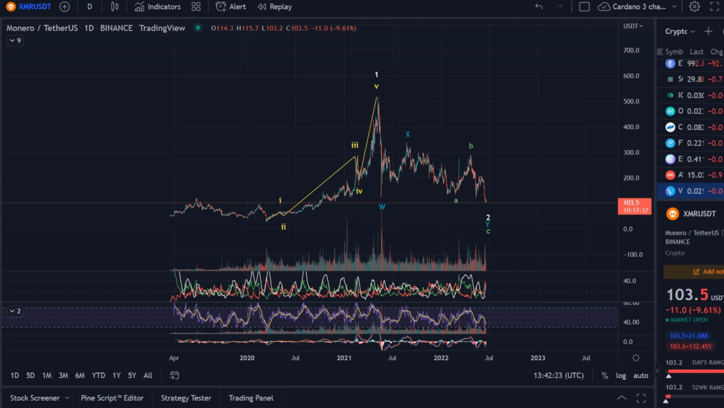And yeah, but I wouldn't have normally covered it. But nevertheless, let's take a look at Monero, TA, Elliott Wave count, and price projections for XMR Monero.